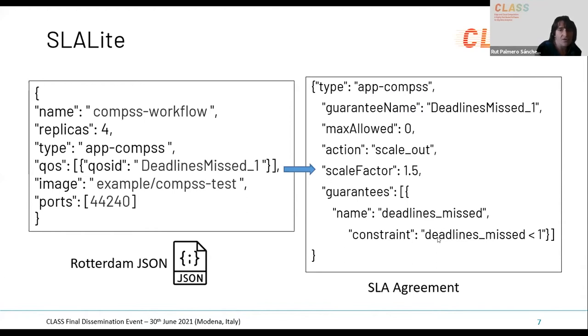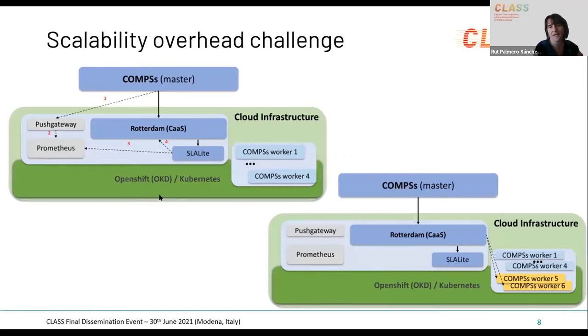And in case of a break of this constraint, that is a deadline miss, meaning the time to execute this task is not going to be met, Rotterdam will make sure that there is an escalation. It will scale out to 1.5 replicas. So from 4, it will move up to 6 replicas. So this will be the flow of the execution.